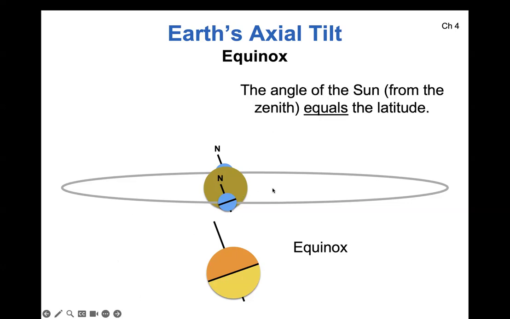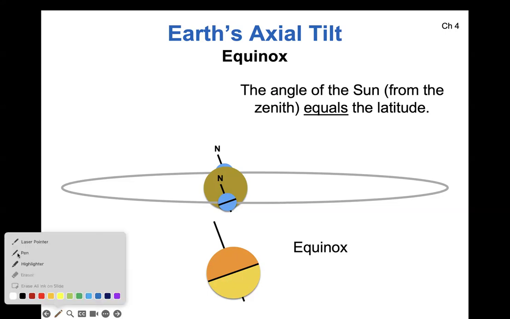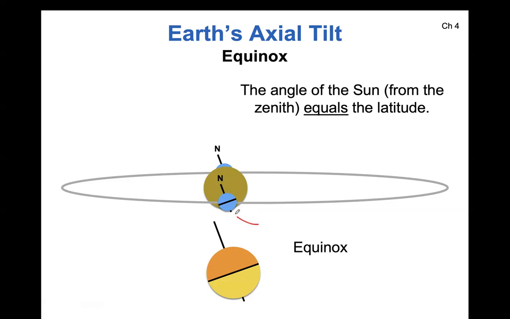All right. So the angle of the sun from the zenith equals the latitude on either equinox. The two equinoxes are the spring equinox, so this is the spring equinox right here, and then the fall equinox is the one on the backside. I just know that because of the counterclockwise orbit and looking at where the perihelion is and where the aphelion is. That's spring and that's fall. But they behave the same.